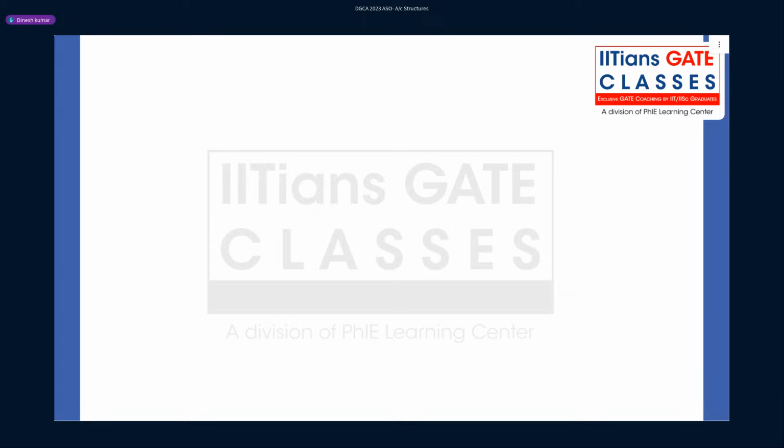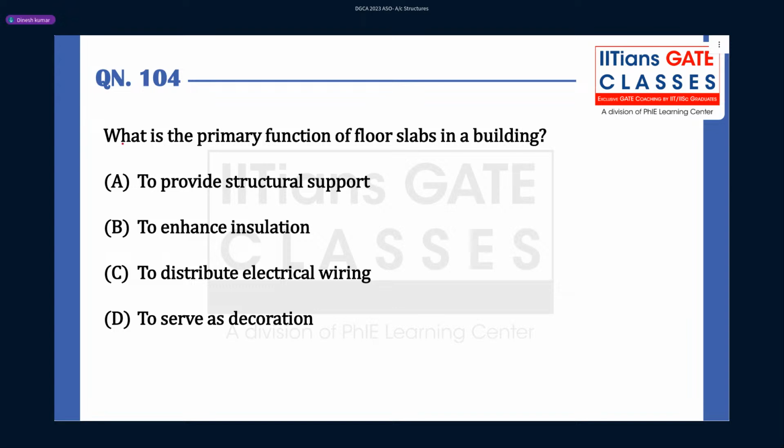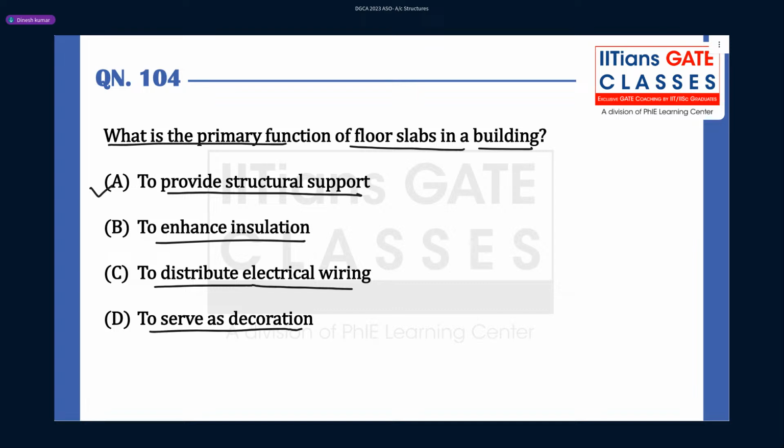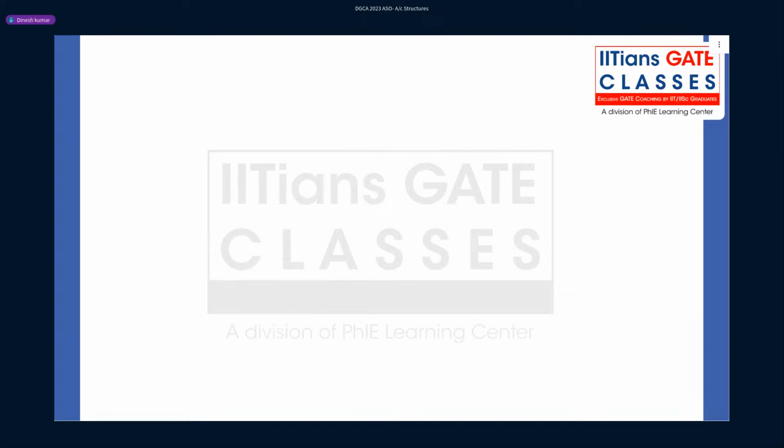Now read the next question. What it says: what is the primary function of floor slabs in the building? If you take floor slabs, all these are functions of the floor slab, but what is the primary function? The main function is to provide structural support. Does it enhance insulation? Yes. To distribute electrical wiring? Yes. Along the floor slabs we will see the wiring also done. To serve as decoration? If aesthetics are done on floor slabs, you will see decoration like false ceilings and all. So A is the answer.